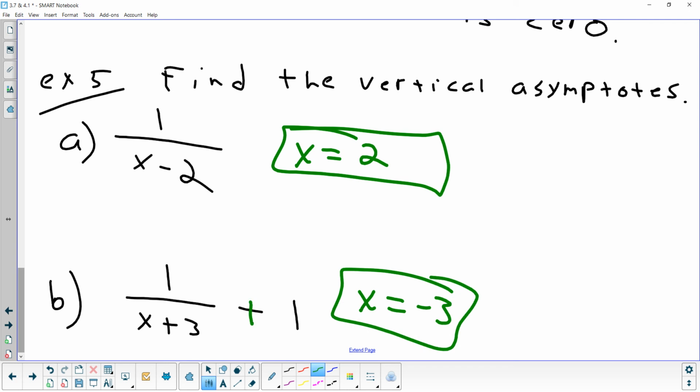How about now? What would be the vertical asymptote? Negative 3. How about now? Shifting up and down does nothing to the vertical asymptote. The only thing that affects that is if you shift left and right. Okay.